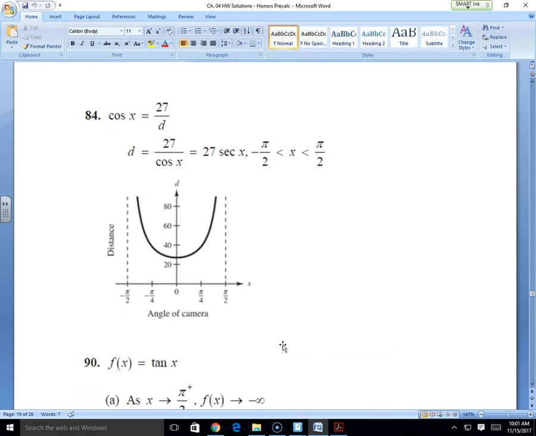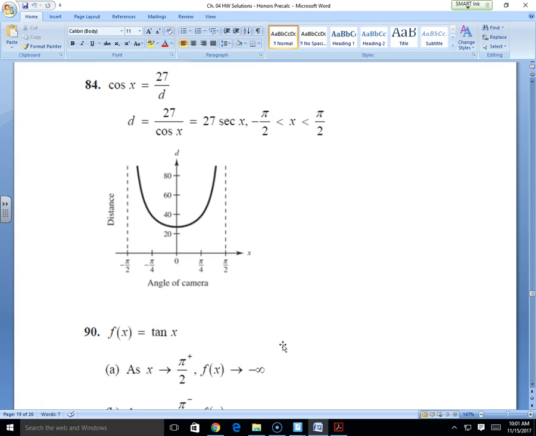I think that's it? Oh, no. This was a word problem. We were supposed to get d by itself, which is 27 over cosine, which is also 27 secant. And then they just asked us to graph it.